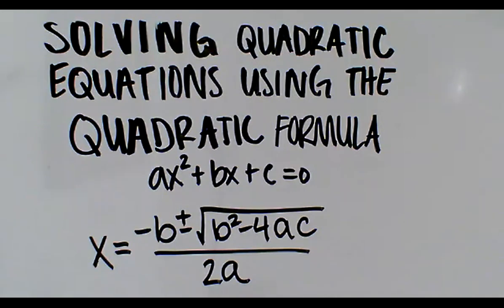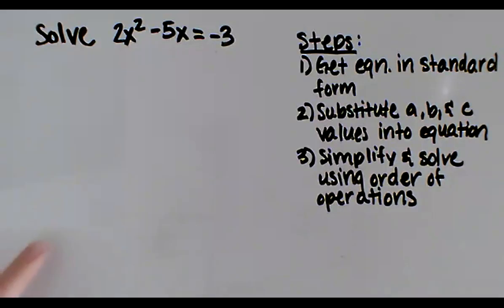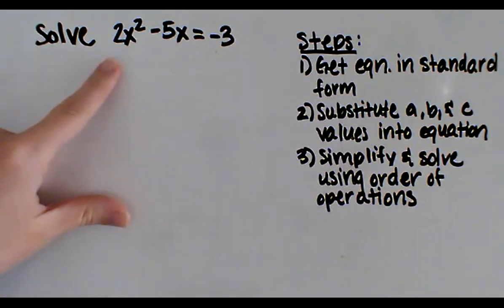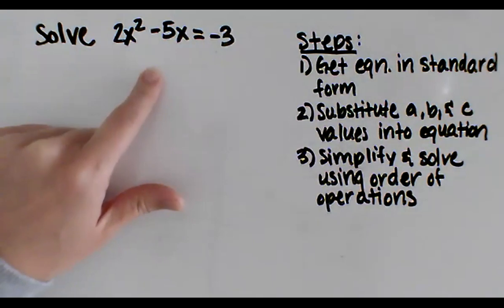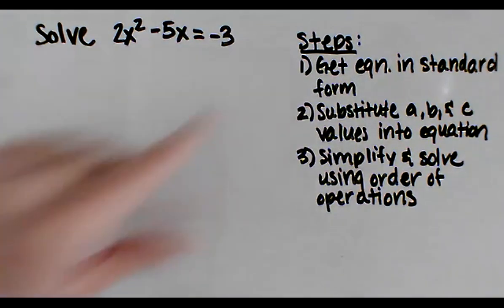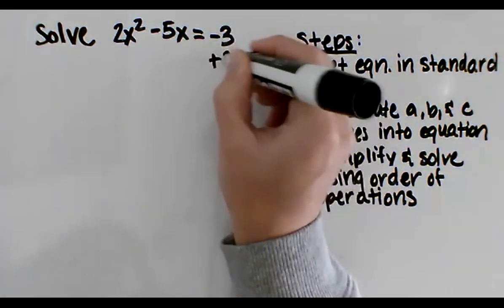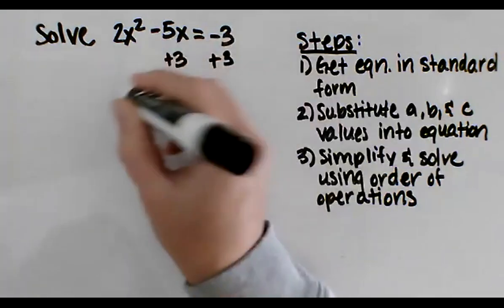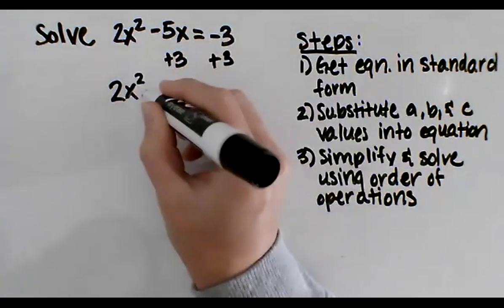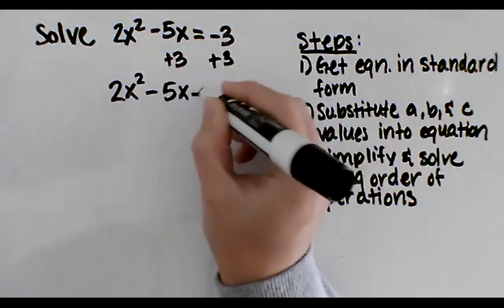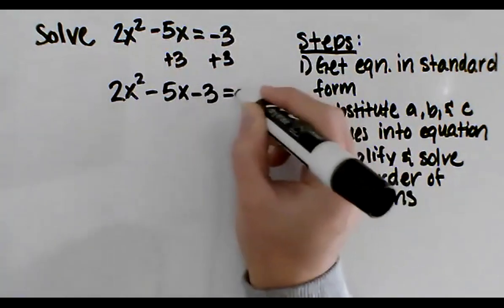So let's take a look at an example to see what that looks like. In this first example, they want us to solve the equation 2x squared minus 5x is equal to -3. Before we can use the quadratic formula, we need to get our equation into standard form. That's always going to be step 1. So we're going to add 3 to both sides so that it's equal to 0. So we get 2x squared minus 5x minus 3 is equal to 0.